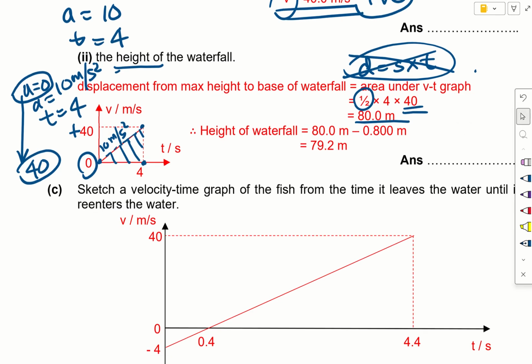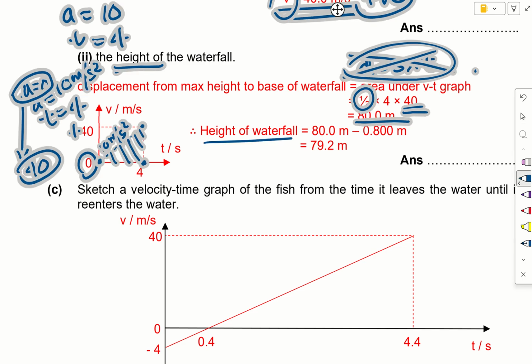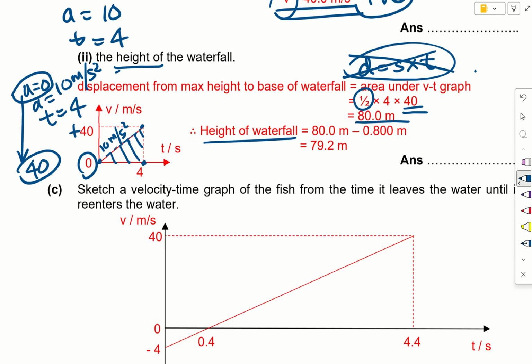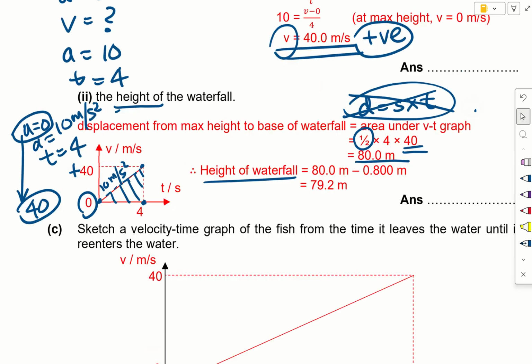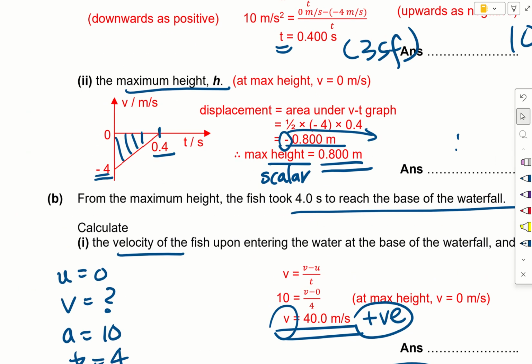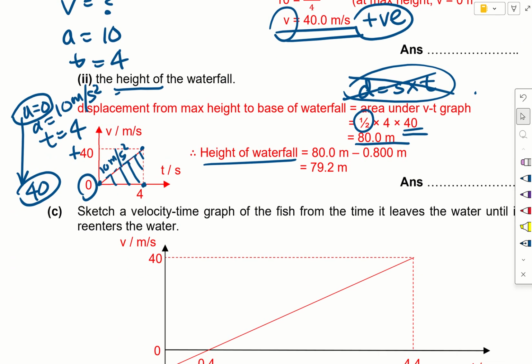So is 80 meters the final answer? It is not, because we have to subtract the height of the waterfall. Sorry, the height that the fish is above the ground, which was 0.8. So you have to read the question. It's still the same question.